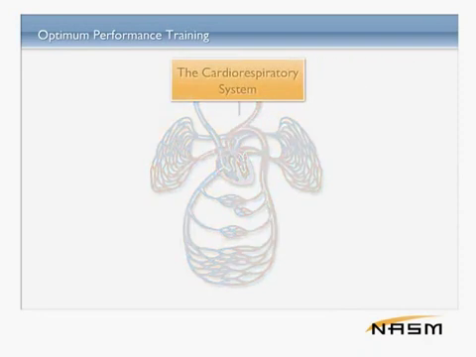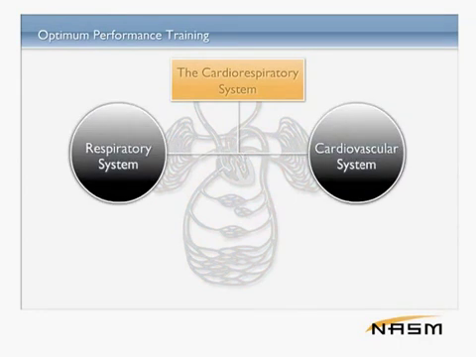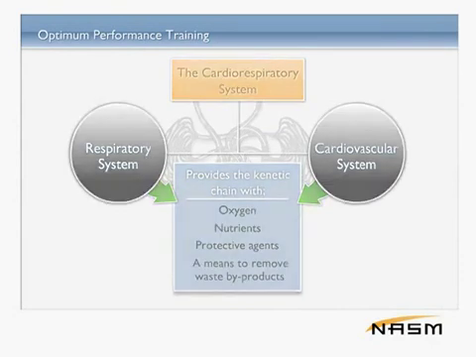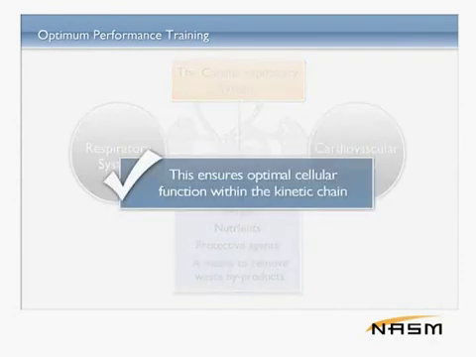The cardiorespiratory system is comprised of the cardiovascular and respiratory systems. Together, they provide the tissues of the kinetic chain with oxygen, nutrients, protective agents, and a means to remove waste byproducts. This ensures optimal cellular function within the kinetic chain. This section will focus on the structure and function of the cardiovascular and respiratory systems.